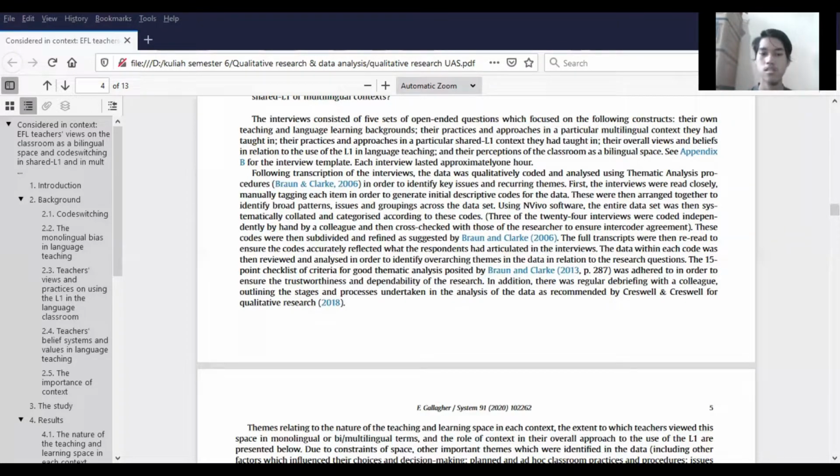The interview consists of 5 sets of open-ended questions, which focus on the following constructs: their own teaching and language learning backgrounds, their practice and approach in a particular multilingual context they had taught in, and their approach in a particular shared L1 context they had taught in. And the last is their overall view and belief in relation to the use of the L1 in language teaching and their perception of the classroom as a bilingual space.